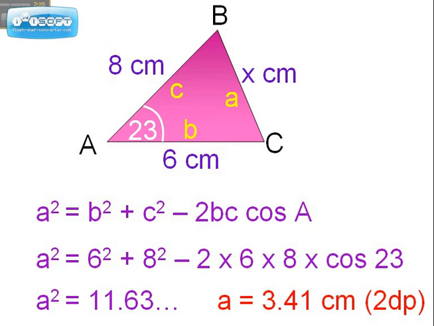You could have rounded it as 3.4. Completely and utterly up to you. But that is how long this missing line is. So hopefully you can use that video now to answer any of the questions on finding sides using the cosine rule.